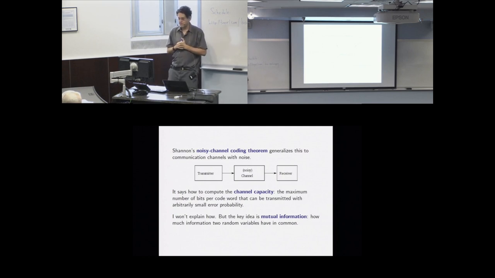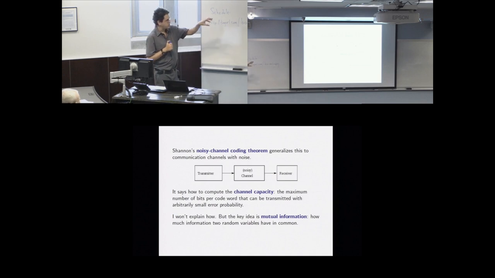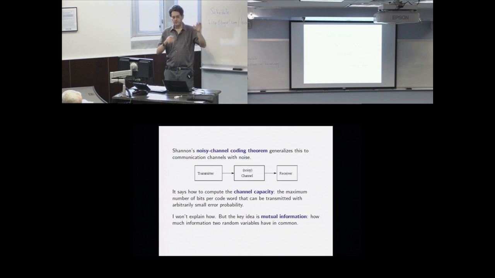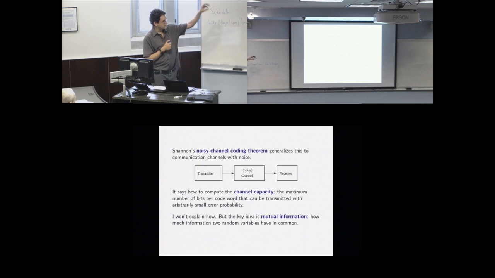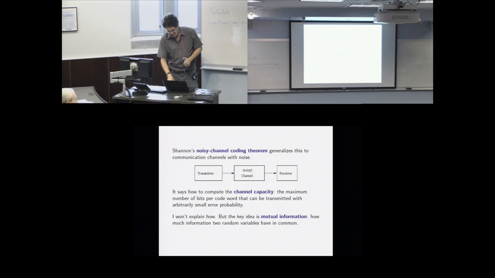So one was the noisy channel coding theorem, which says, now suppose that in addition to trying to code the signal, it is then passed through a channel in which there is some noise, so the signal is randomly perturbed or changed. So you'd like to know what the channel capacity is, that is the maximum number of bits per word that you can transmit through a given noisy channel, with an arbitrarily small probability of error. And I won't get into this, but it uses a crucial idea of mutual information, which is a measure of how much information two different random variables have in common. And it's applied in this case to the mutual information between the signal going into the noisy channel and the signal going out. That mutual information is how much information is making it through the channel.